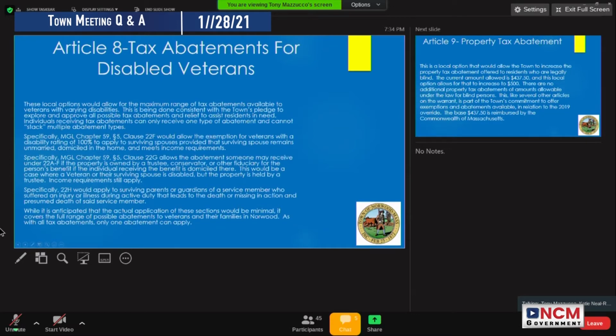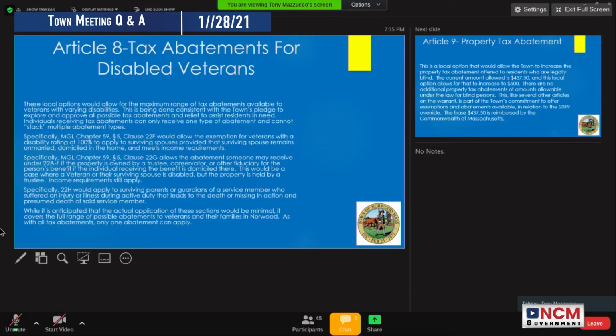So have we already adopted 22A through E? Those are part of state law in and of themselves. So those are already our current veterans exemptions. These are sort of additional ones that the state wants you to adopt separately. Thank you.